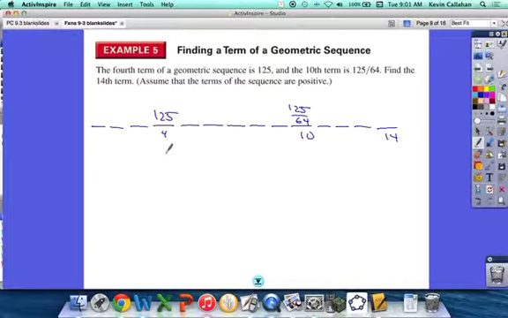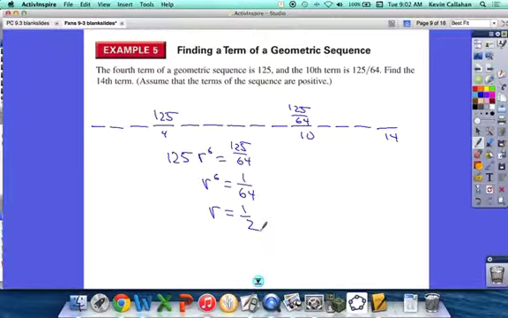So we know that this 125 times R to the 6th equals 125 over 64. So that is something you can solve for the R, right? Divide both sides by 125. R to the 6 must be 1 over 64. Okay, so take the 6th root of both sides. R equals 1/2.